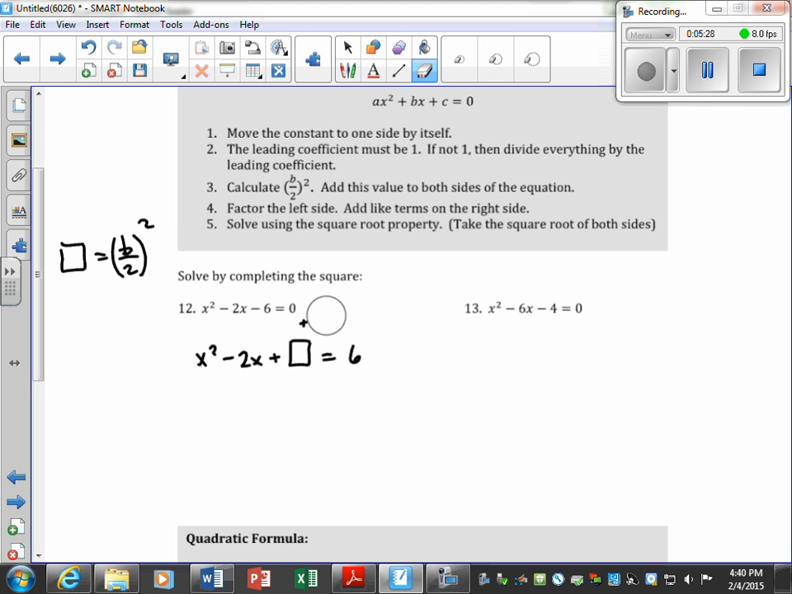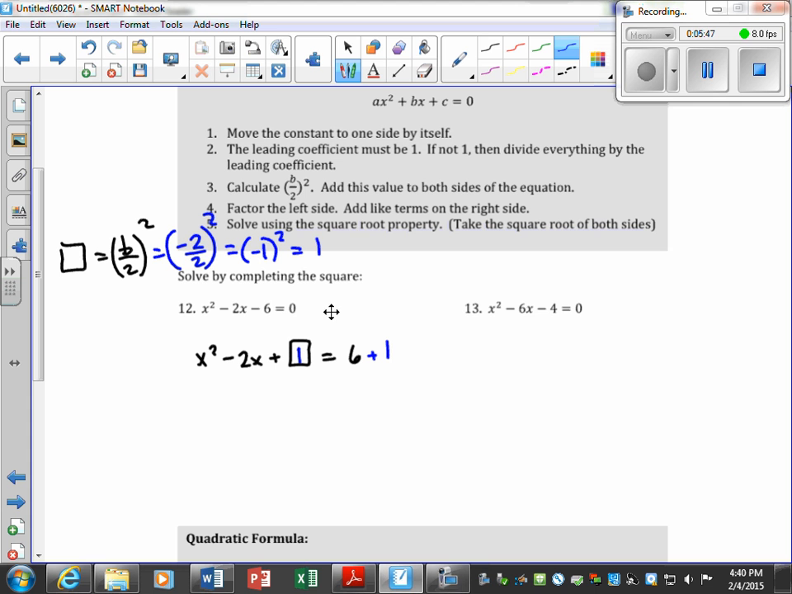Okay, take the B term, divide by 2 and square it. So that's going to be -2, divide by 2 and square it. That becomes -1 squared, which is just +1. If I add a +1 over here, I must do the same thing on the other side so that it's balanced.